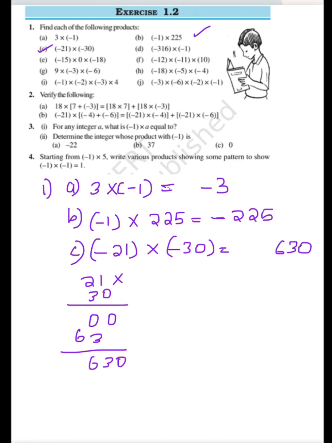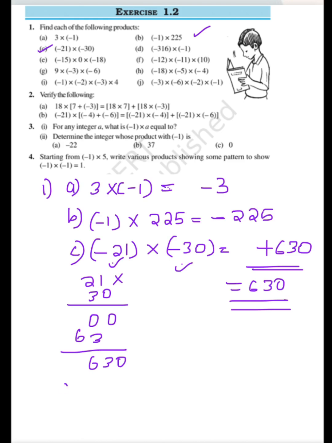Now there are two minus signs in the question, that is here there is one minus, here there is one minus. If two minus signs are coming, the answer will be plus. Minus into minus is plus. So the answer will be 630, or simply you can write plus 630 as 630.